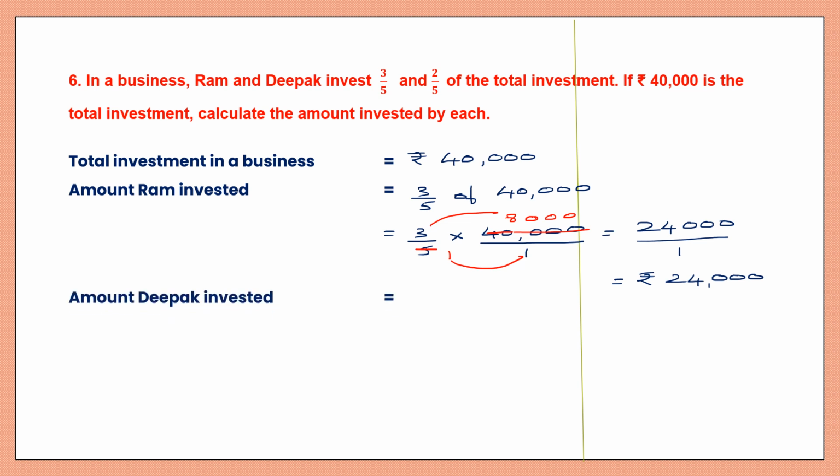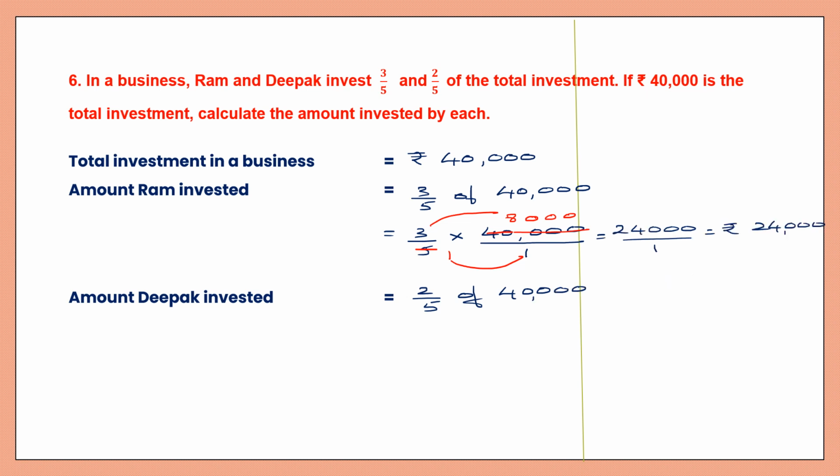Now amount Deepak invested is 2/5 of 40,000. Okay, now we need to find out how much that is. 2/5 of 40,000. So let's calculate again. So 2/5 of means into 40,000. So 40,000 we have. Now again, let's make this a fraction. Give it the denominator 1 and cancel 5 and 40,000. 5 ones are 5, 5 eights are 40 and 3 zeros. So 5 into 8,000 is 40,000.